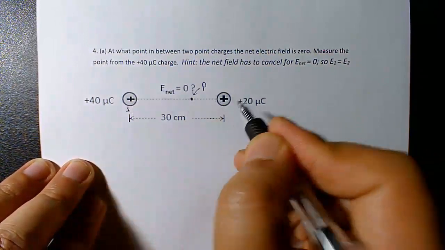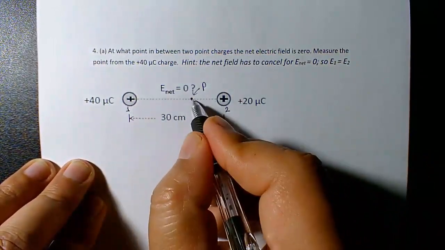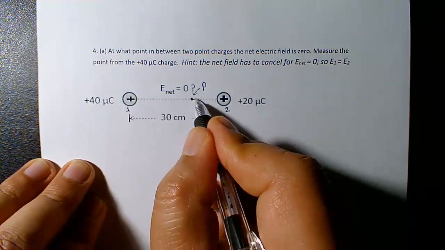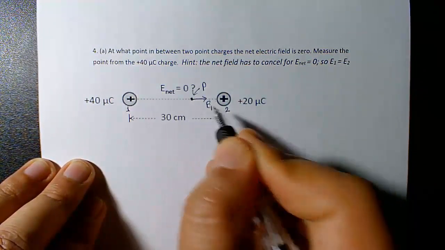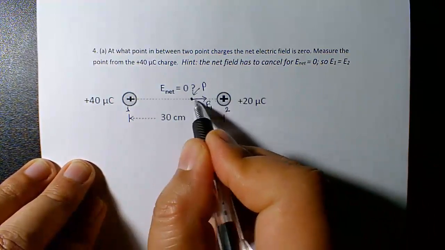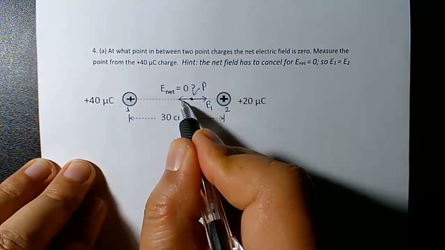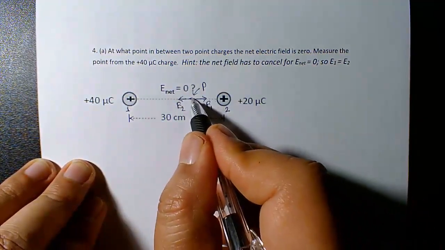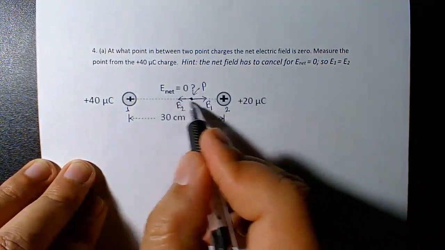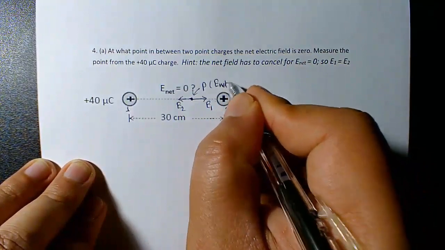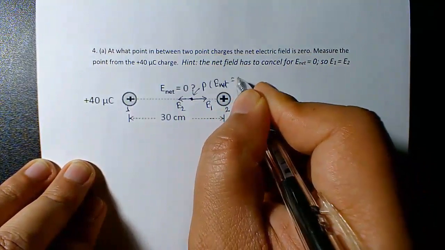Let's say this is charge number 1, charge number 2. What's the electric field at point P due to charge number 1? Because this is positive, it points away, right? This is E1. And what's the electric field due to charge number 2 at the same point? So at that point we assume that the two individual electric fields cancel each other, like that, and the net electric field here will be 0. That's the main point.